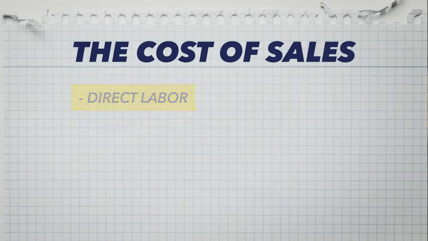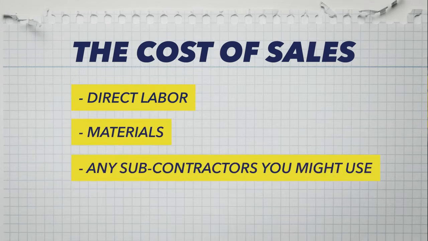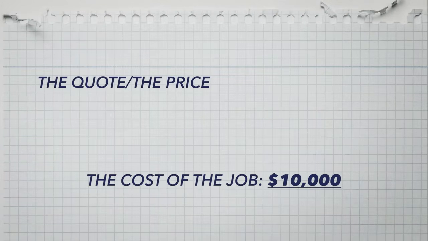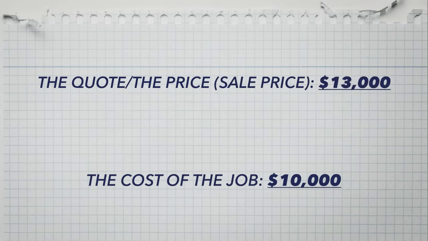So when you do a project, you've got the cost. Now, the cost of actually doing the project is what we call the cost of sales. That's your direct labor, the materials you buy, and any subcontractors you might use to finish that job. So let's say you're a plumbing contractor and you're doing a small bathroom alteration. Let's say the cost of that job is $10,000. And then you've got the quote or the price or the bid that you give to your client. We call that the sale price. So let's make that $13,000.